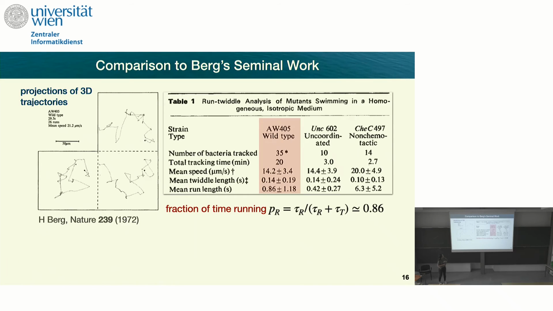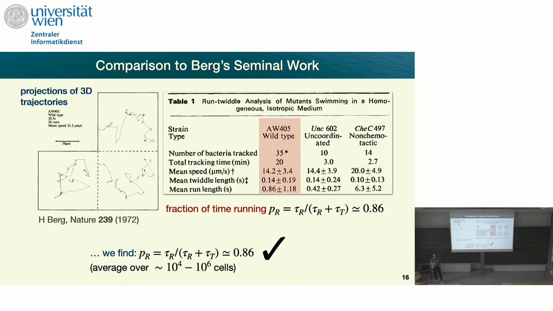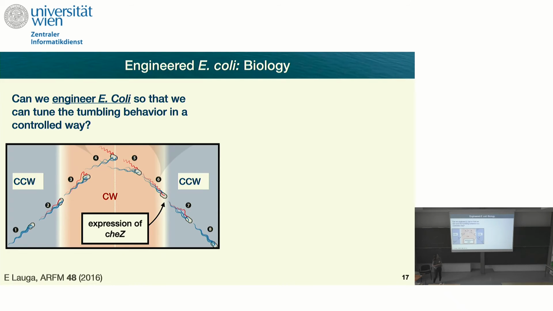And just to convince you, these are experiments from the 70s from Howard Berg's lab, and they found parameters like tumbling times that are slightly smaller than what we see, but overall the fraction of time running that they find very much agrees with what we also find. So overall, we are quite confident that what we are doing here is actually making sense. Now that we have validated this method, we can come back to this question if we can relate at least some aspects of the bacterial motor to large-scale swimming dynamics.